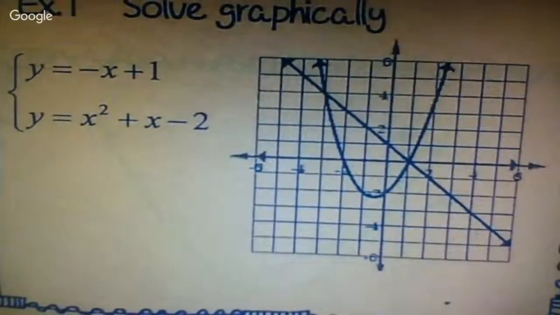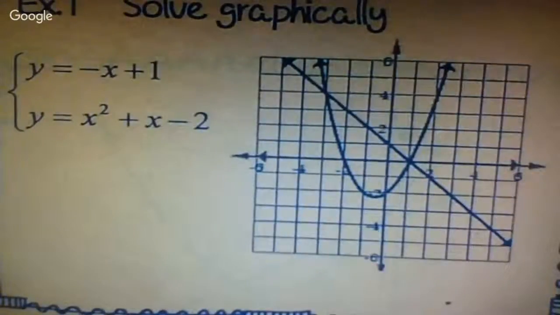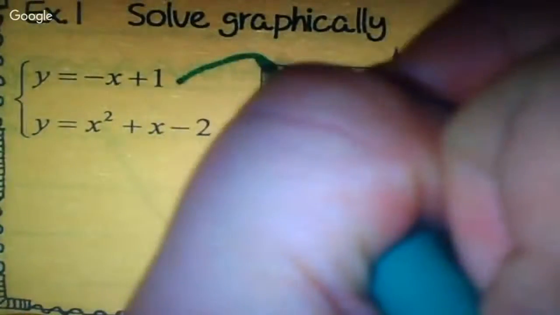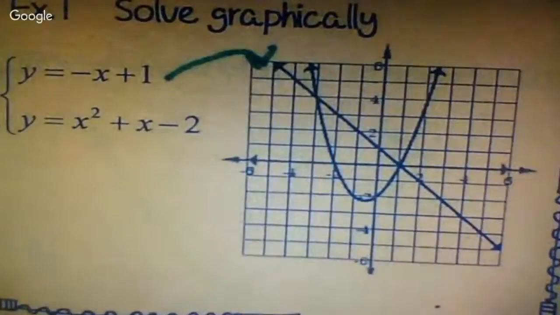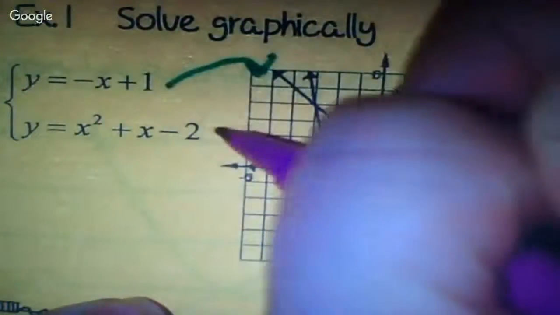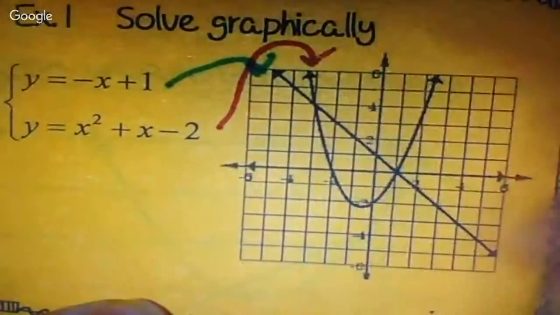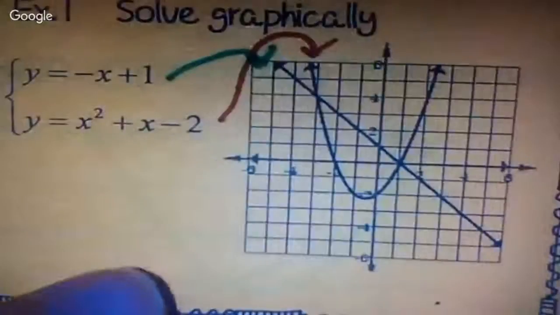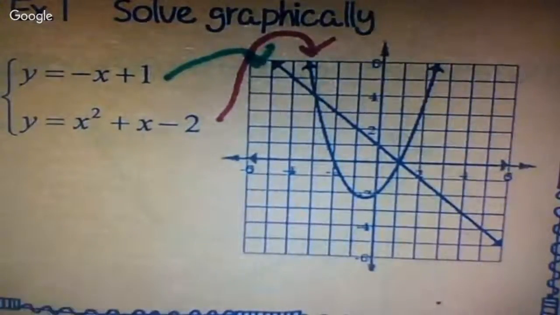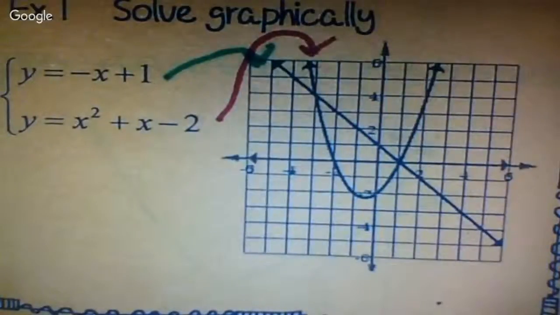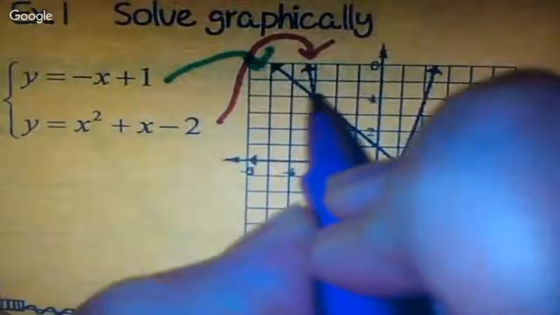So y equals negative x plus 1. That's your line on your graph, so that's this one. And your quadratic, x squared, is this one. Looking at this picture, where do these both have the same y value?